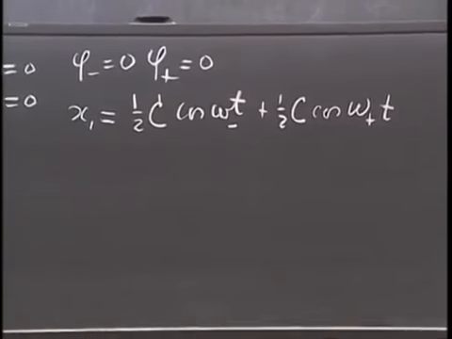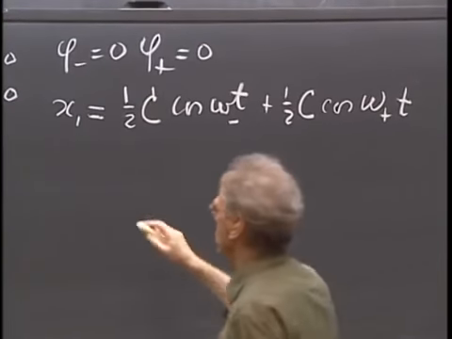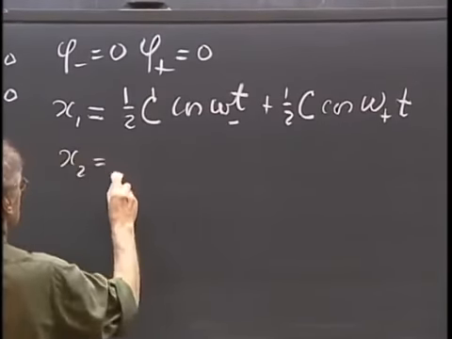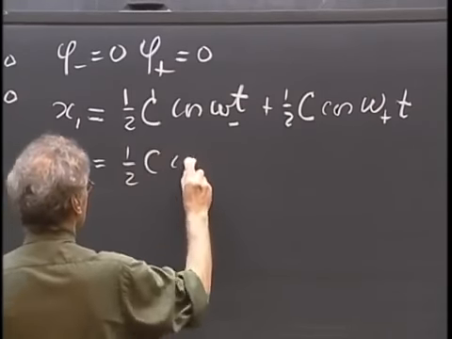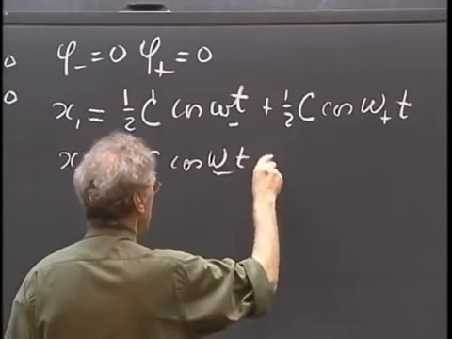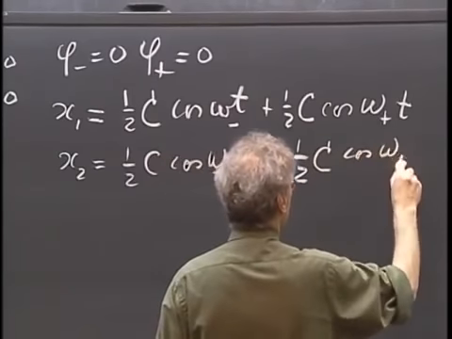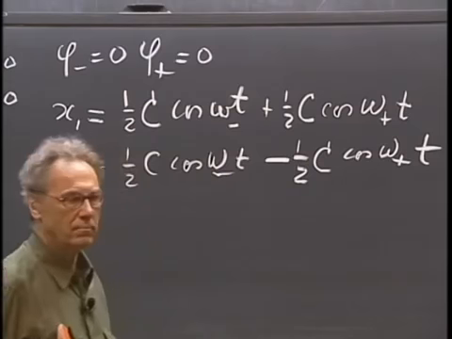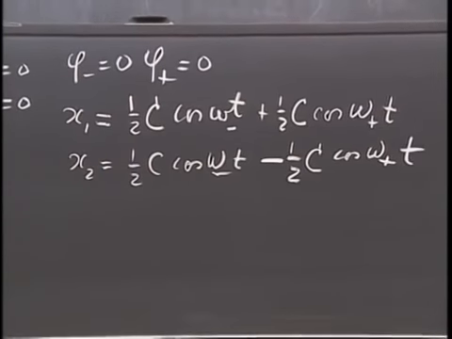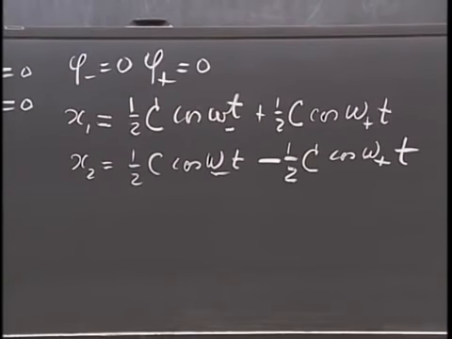That is x1. And x2 is 1/2 c times the cosine omega minus t minus 1/2 c times the cosine omega plus t. Take a deep breath, substitute in there t equals 0, and you see immediately that x1 is c, and substitute t equals 0 in the second, and then you see indeed that x2 is 0. No surprise, because that's my initial condition.